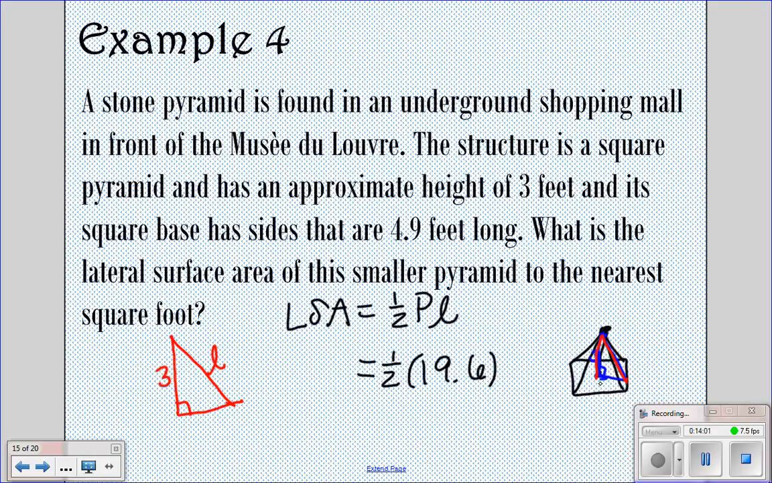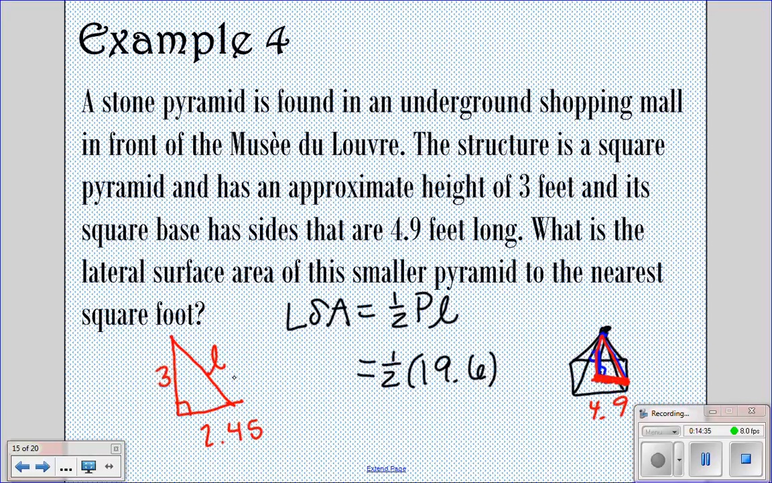We have a right angle here. And then this number here, it's going from the center of the base to the side. And so this side length here is 4.9. So this part right here is half of 4.9. So just divide it by 2, and you get 2.45. And so that would be your 2 legs for your triangle.